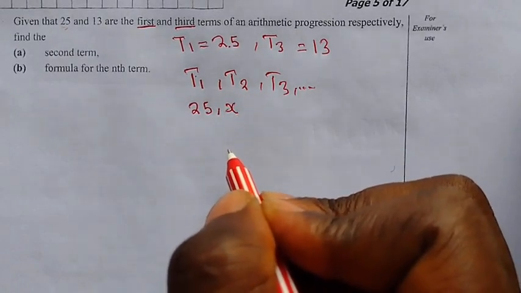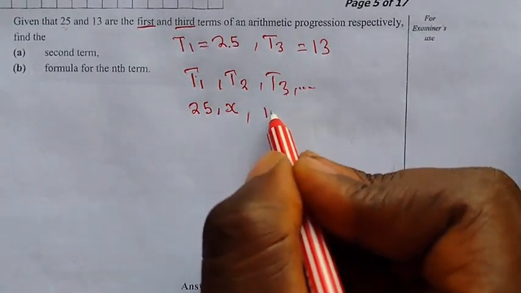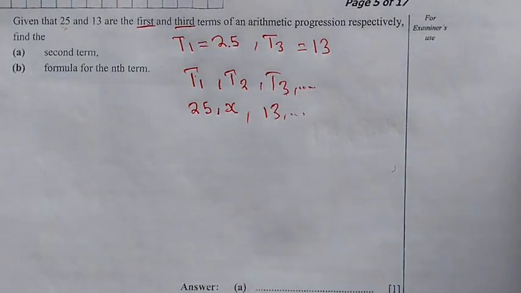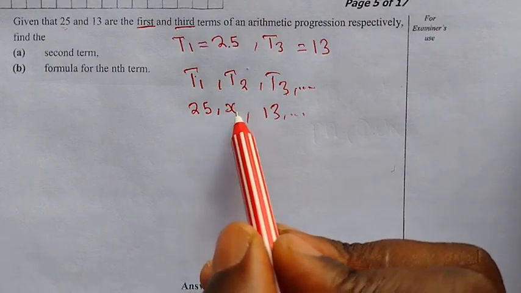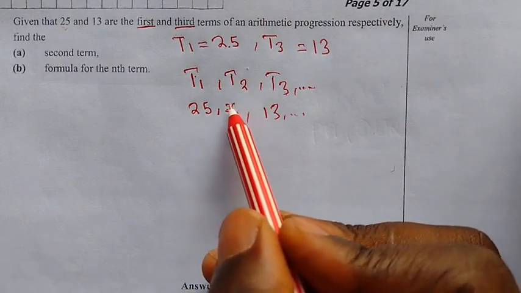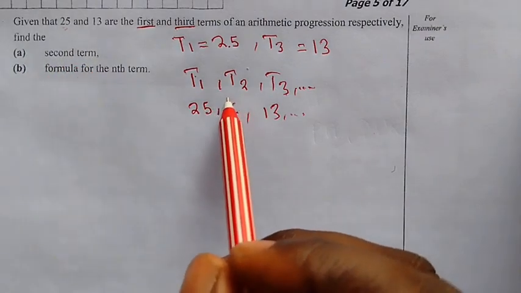That will be your term 2, comma, term 3. Term 3 is 13. This is what they mean. This is the sequence. From here, after introducing x as your second term, you need to find the value of x, because the question is saying find the second term. So this x is showing the second term.